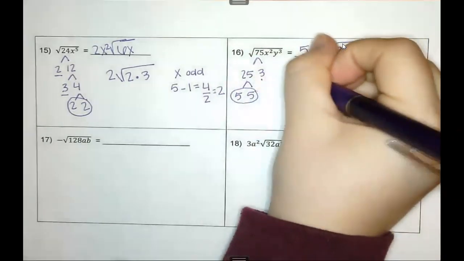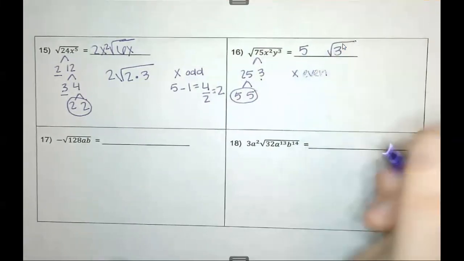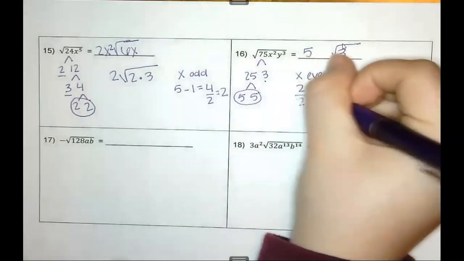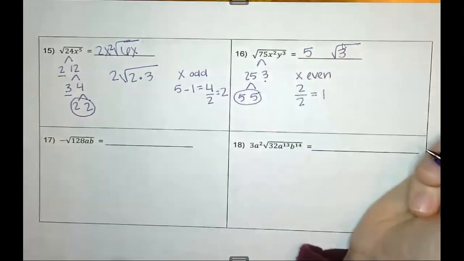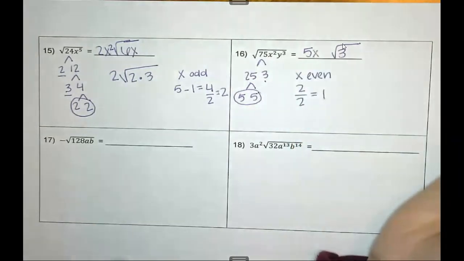So x first. X has an exponent of 2, which is even. For even exponents, all we do is divide by 2. 2 divided by 2 is just 1. So I'm going to have an x to the first. No need to actually write the first power. And no leftovers because it was even.